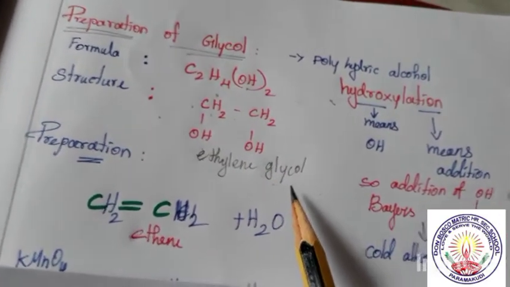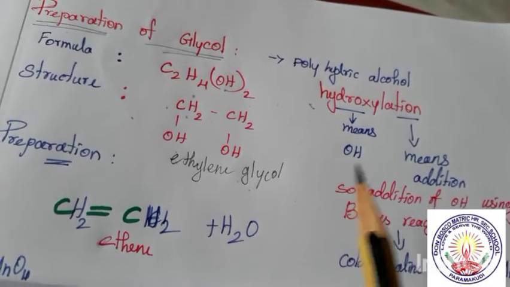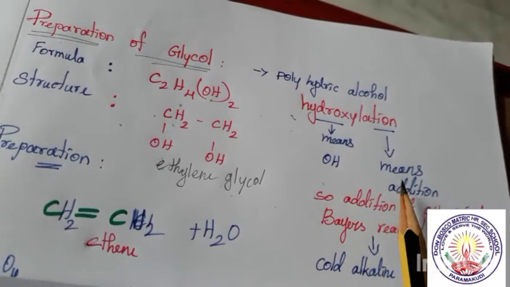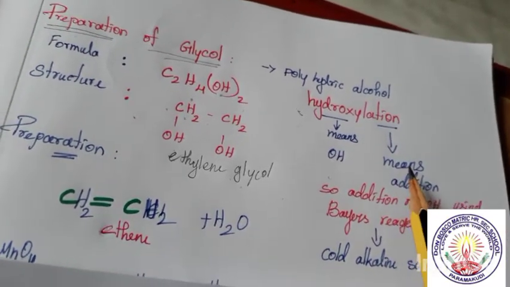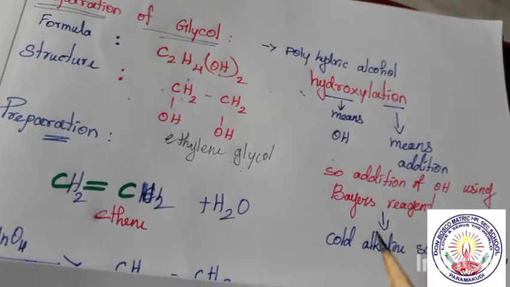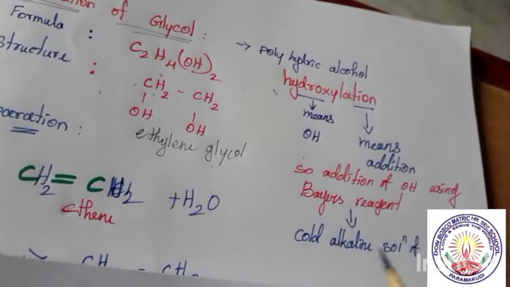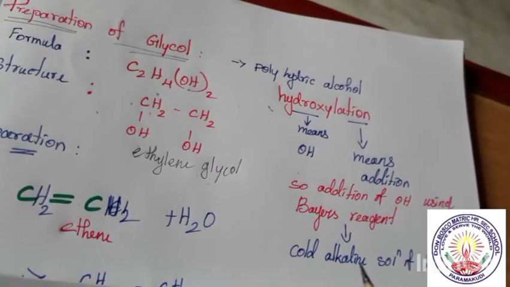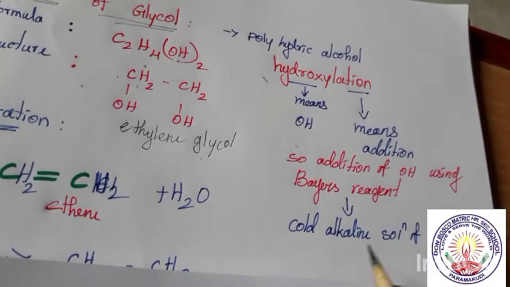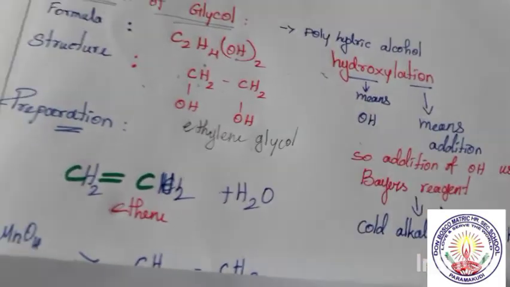And here the hydroxylation is taking place. Hydroxy means OH, lation means addition. So addition of OH is taking place by using Baeyer's reagent. What is Baeyer's reagent? Cold alkaline solution of KMnO4. So cold alkaline solution of KMnO4 is called Baeyer's reagent.